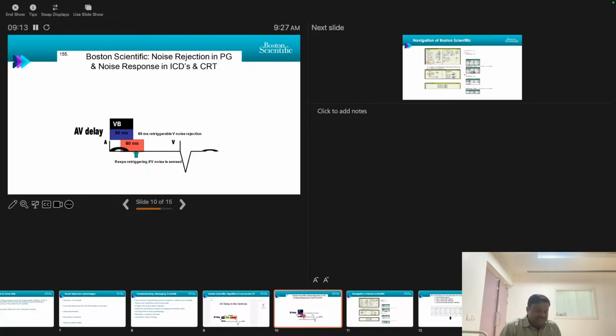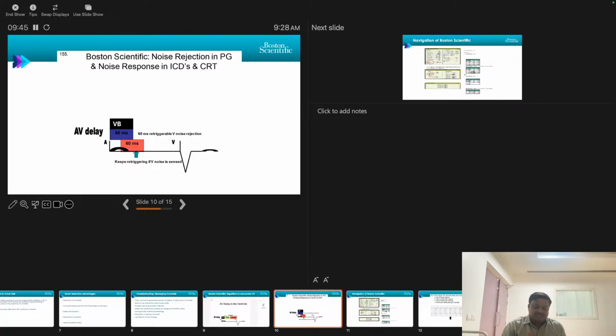If it senses something during the first 60 milliseconds, the second 60 milliseconds, the device will wait and sense. If the device is able to see anything in the first 60 milliseconds, then it increases the AV delay by another 60 milliseconds from where it started. For example, if in the first 60 millisecond window the device sees something at the 30 millisecond mark, then from 30 milliseconds it again extends to 60.